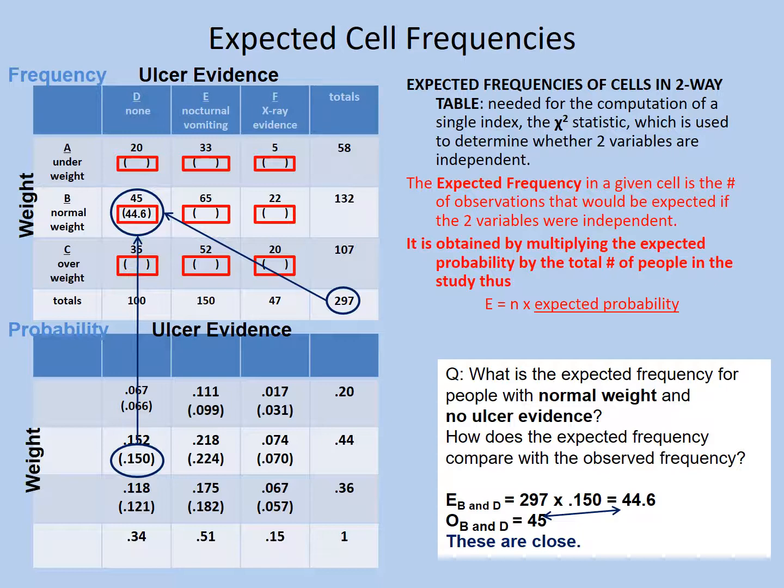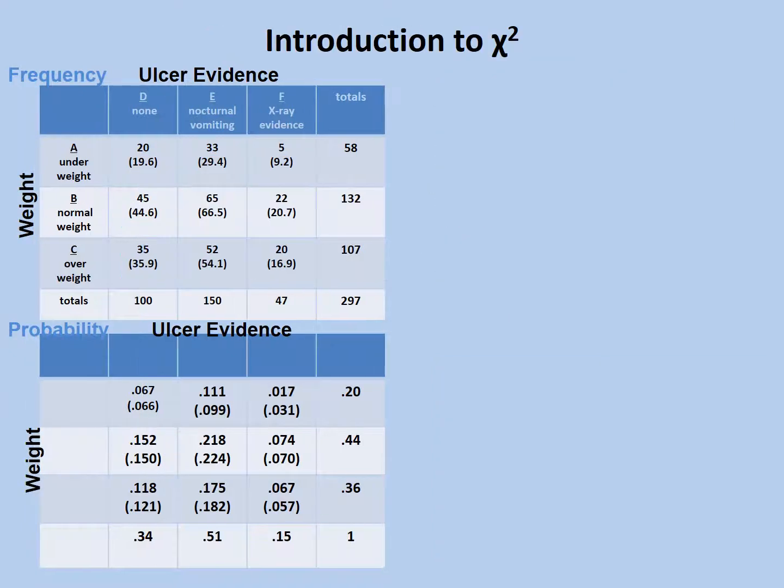The expected cell frequency is 44.6. The observed cell frequency is 45. These are close. Using our formula for the expected cell frequency, we are now able to fill in the entire top table of cell frequencies with both the observed and the expected cell frequencies.